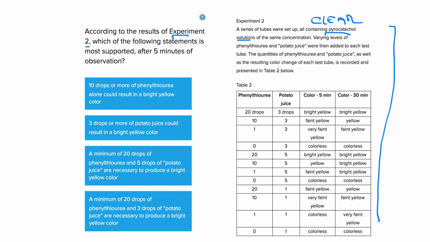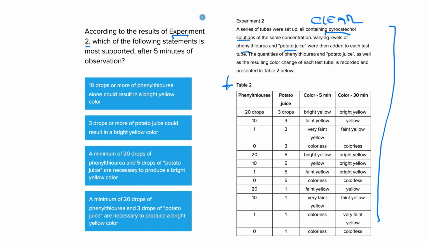So varying levels of phenylthiourea and potato juice were then added to the Procatocol in each test tube. The quantities of phenylthiourea and potato juice, as well as the resulting color change of each test tube, are recorded in the presented table below. Once again, they're not giving you information in the table that's important for the setup of this experiment: the fact that the Procatocol is what we are adding phenylthiourea and potato juice to.